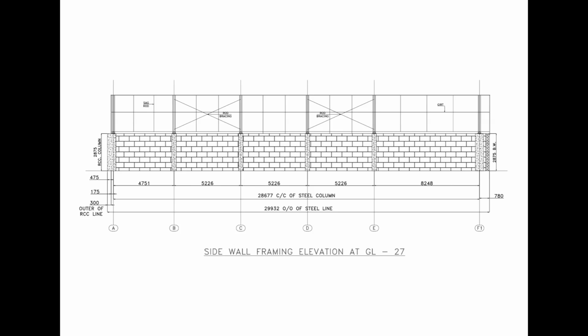Below the steel framing, we can see the RCC columns and brick wall construction. The overall steel column spacing and building dimensions are shown along the bottom of the drawing. This elevation is particularly useful for understanding the location of wall bracing before the external cladding is installed.